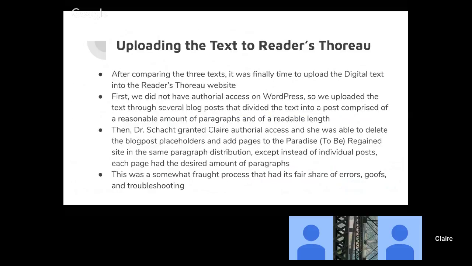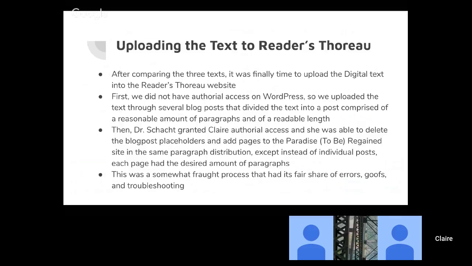Once we did that was when we actually moved on to uploading the text into the Reader's Thoreau. After we compared them, this is when we uploaded them, and at first, we had a problem with the fact that we did not have authorial access on WordPress. The way that we fixed this was Dr. Schatt was able to grant Claire authorial access. At first, she uploaded the essay through blog post placeholders. We had difficulty with this process, but eventually we were able to upload them as an actual page, and we were able to decide how many paragraphs we wanted for each page.